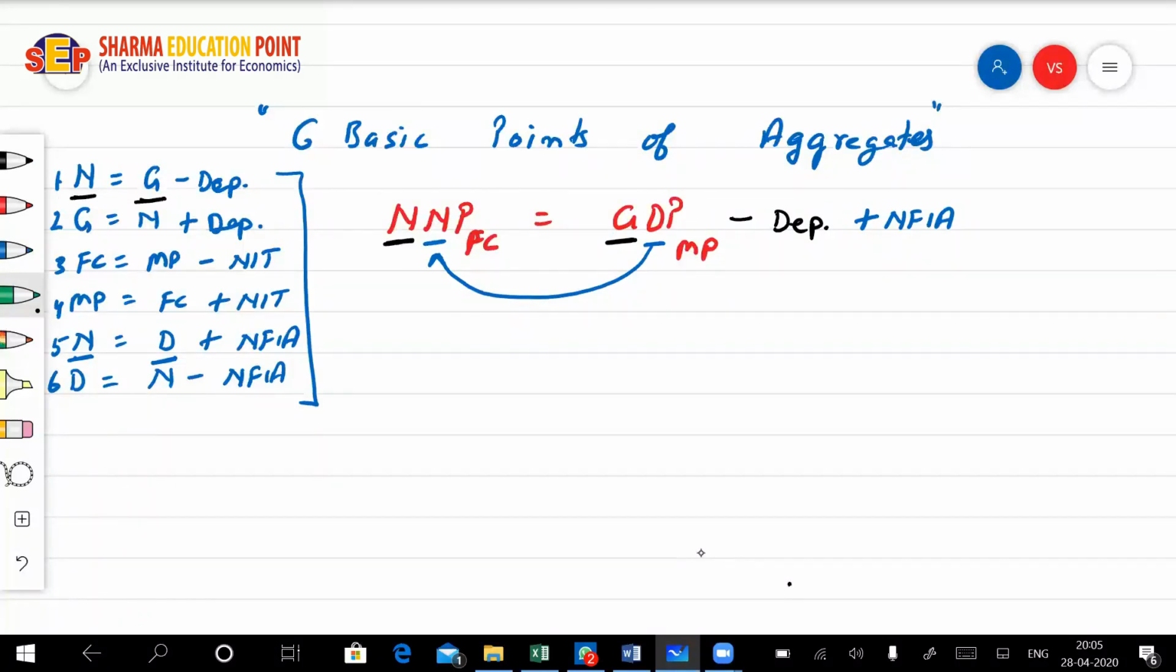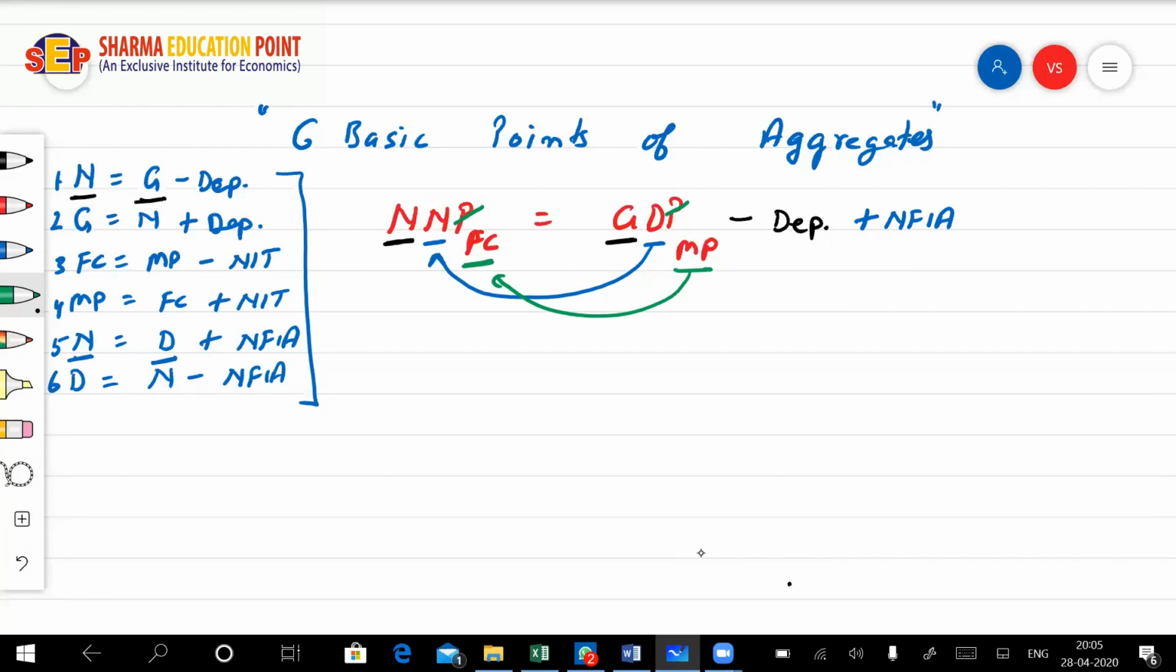Now look at the third point. जो चीजें कॉमन होंगी नेचुरली वो कैंसिल हो जाती हैं. सो लेट्स से पी से पी हमारा कैंसिल हो गया. Now FC and MP. So to get FC MP conversion, right hand side again I need factor cost and left hand side I need market price.